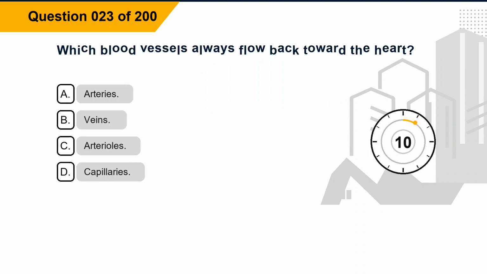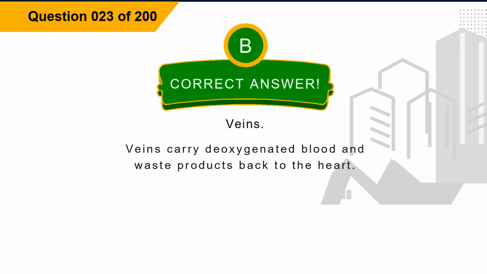Question 23. Which blood vessels always flow back toward the heart? Option A, arteries. Option B, veins. Option C, arterioles. Option D, capillaries. The correct answer is option B, veins. Explanation. Veins carry deoxygenated blood and waste products back to the heart.